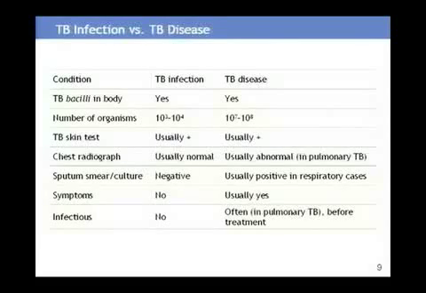People who are infected are usually positive on the skin test. People with active disease are usually positive as well. A chest radiograph, which is commonly used to diagnose TB, is always normal in a person who only has TB infection, but will always be abnormal in a person with active disease, especially those who have pulmonary TB.